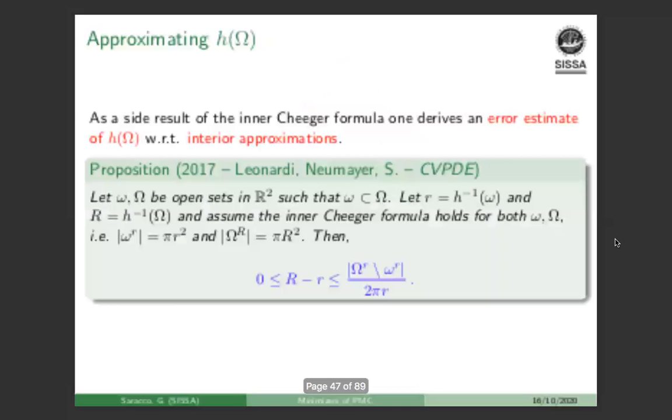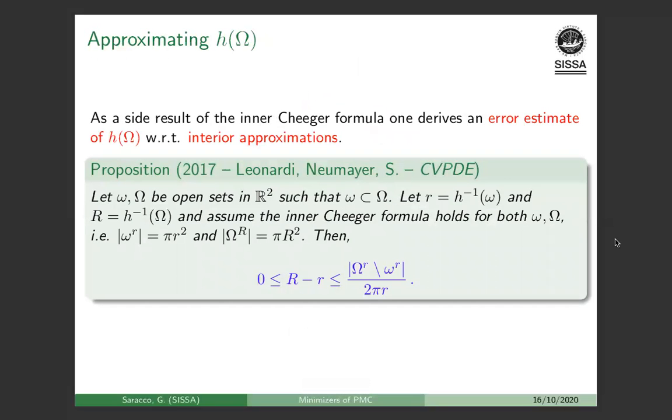Okay, what else? Well, as I told you, you have the formula to compute the constant, which is very nice. But at times, and I will give you an example in the next slide, you can't really write down the equation, or even if you can, maybe you can't algebraically solve it. So it is useful to have some way to approximate the constant. And what we can prove is an error estimate of the constant with respect to interior approximations.